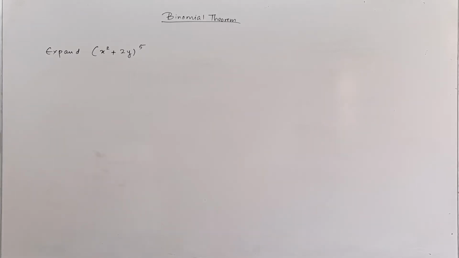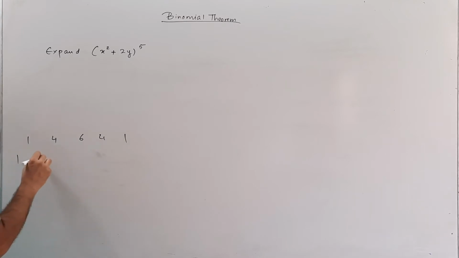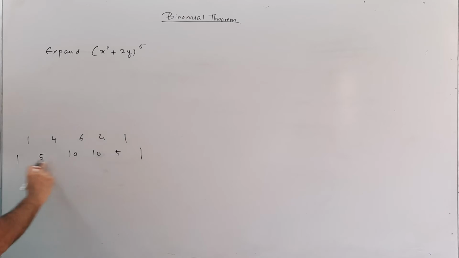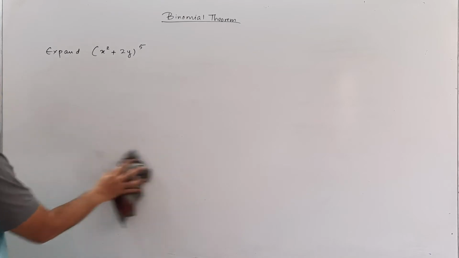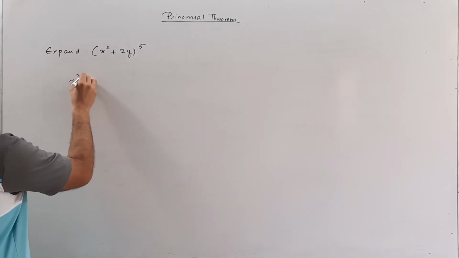Let's take up one more problem and expand this particular expression. So as discussed earlier, for the power of 5, there are going to be 6 terms. And we know that the fourth power is something like this. So fifth power is going to be, these will be the coefficients in the fifth power. Now let's multiply, actually expand.